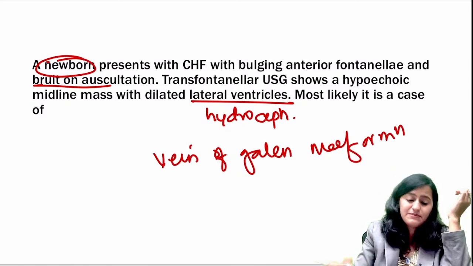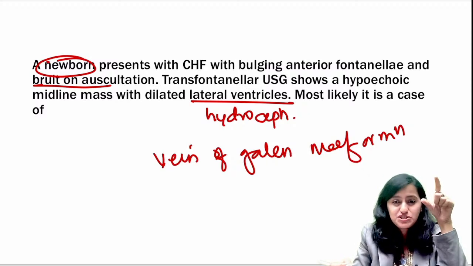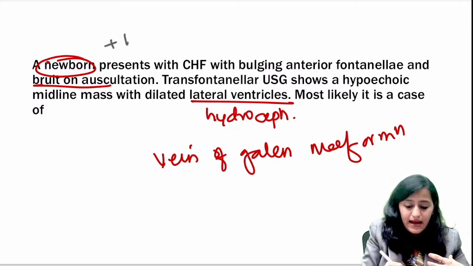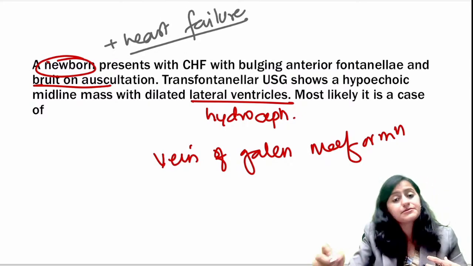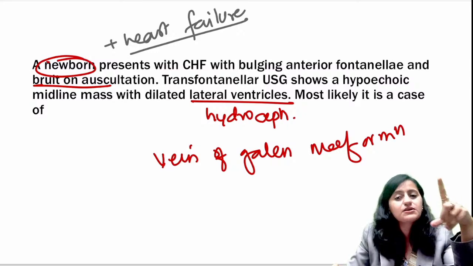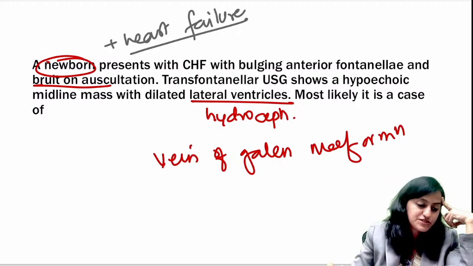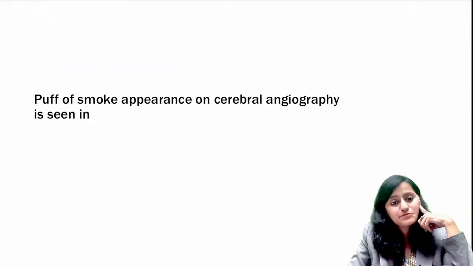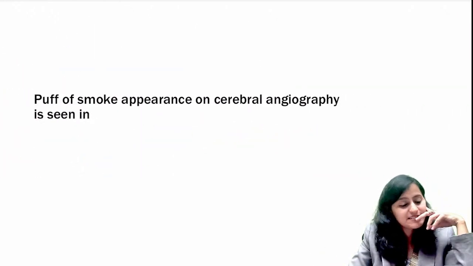Vein of Galen malformation, which is an AV fistula in the brain, which causes pressure on the heart as well. And remember, that is why the other history that you might have here is heart failure. A history of heart failure, hydrocephalus in a newborn, you will think of vein of Galen malformation. It's an AV fistula. High output cardiac failure occurs. Correct. Next one, where do you see puff of smoke appearance on cerebral angiography?